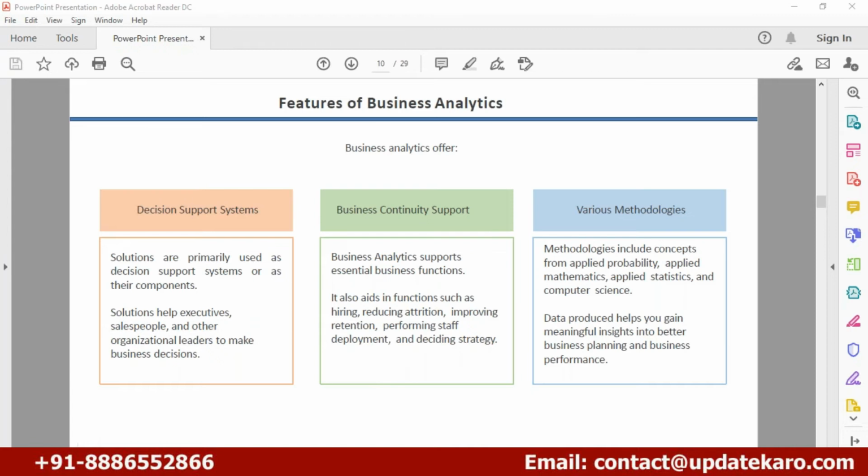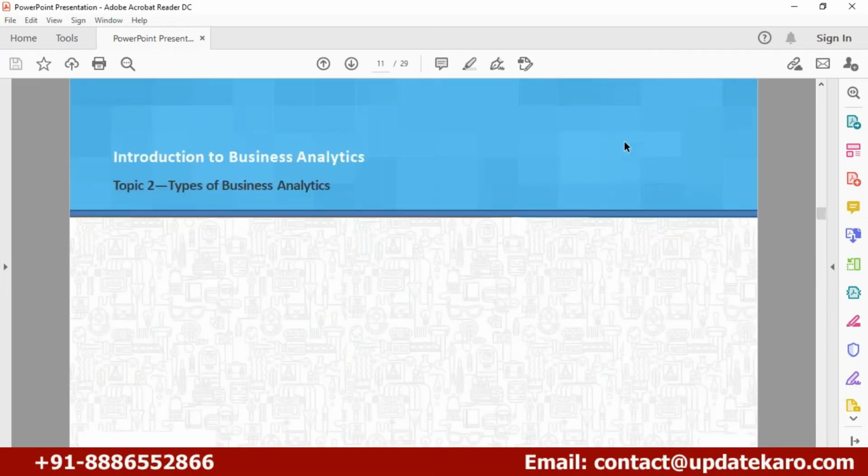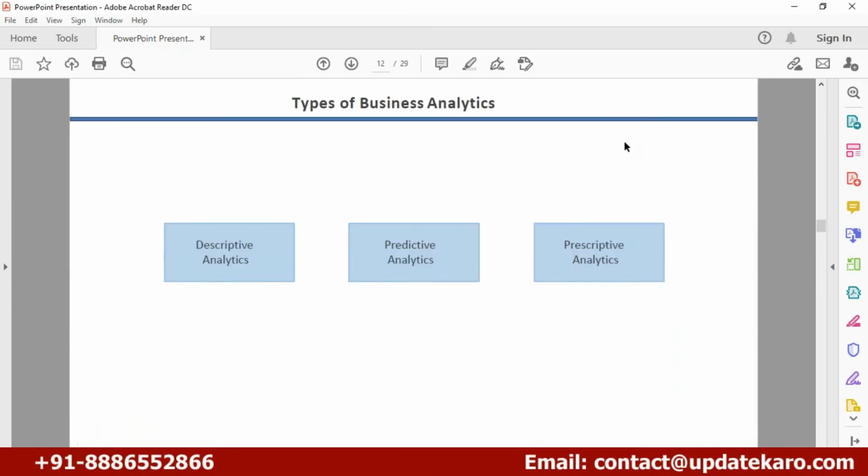So we have various methodologies available, like applied mathematics, statistics, and computer science. These help you in getting meaningful insights. That makes sense, right? Do you have any doubt in this one? So we have various methodologies and tools. Is this point clear? So now we'll come to types of business analytics. The first one is descriptive analytics, the second one is predictive analytics, and the third one is prescriptive analytics.